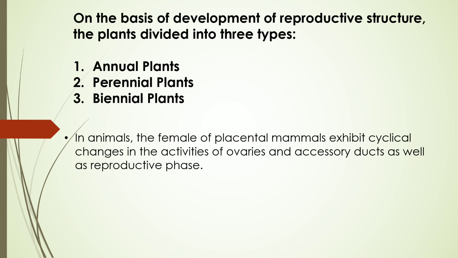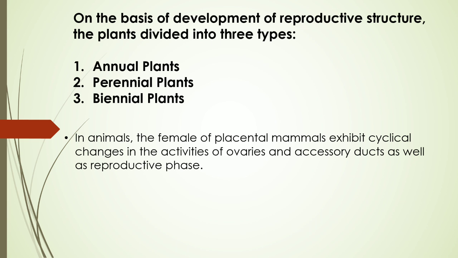In animals, the females of placental mammals exhibit cyclical changes in the activities of ovaries and accessory ducts as well as reproductive phase. These cyclic changes are called oestrus cycle in non-primate mammals, while in primates it is known as menstrual cycle.